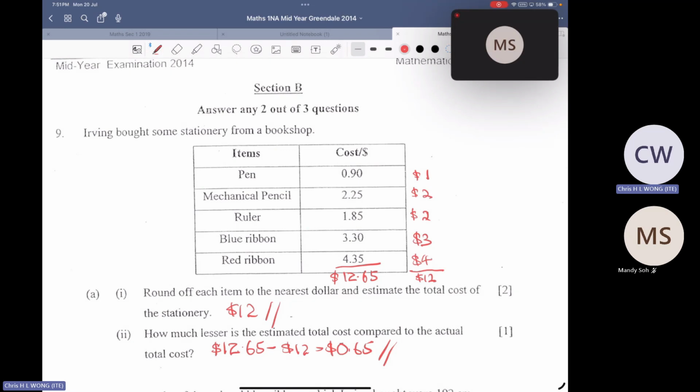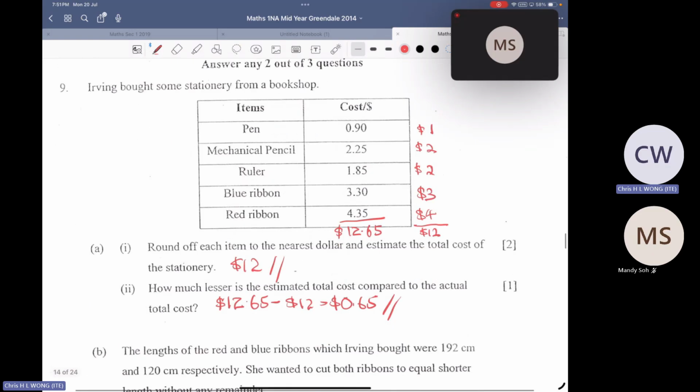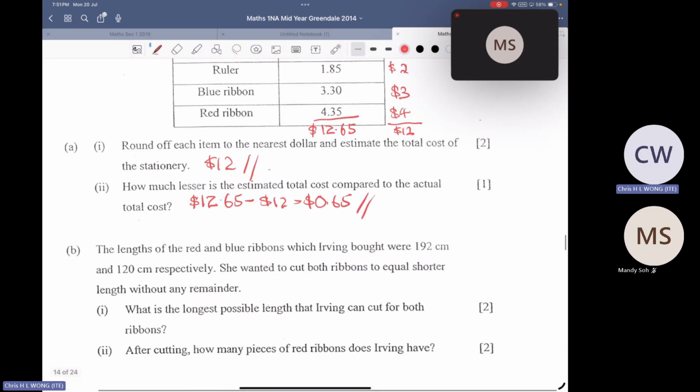Let me copy first. Give me a minute. Easy, not difficult, isn't it? Next one. Okay, do this for me. Read this question first. Tell me how you solve.